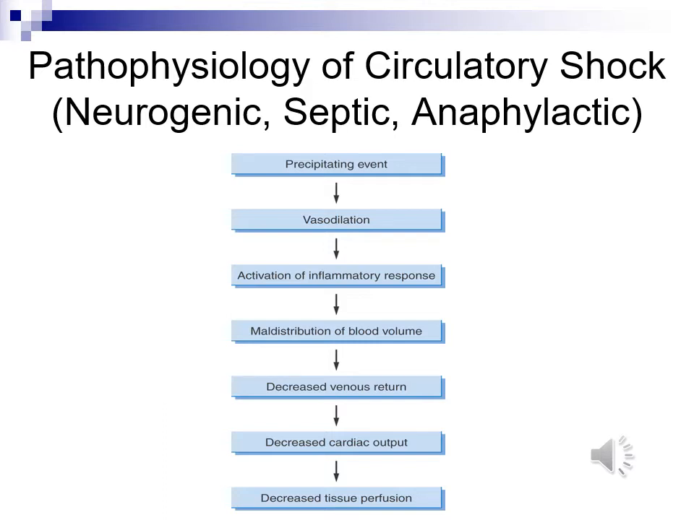There's decreased venous return, which in turn causes decreased cardiac output. As a result of the decreased cardiac output, you now have a relative hypovolemic situation because you don't have enough blood volume to circulate through the body. It's all pooled out in the periphery. And the end result being, again, decreased tissue perfusion.